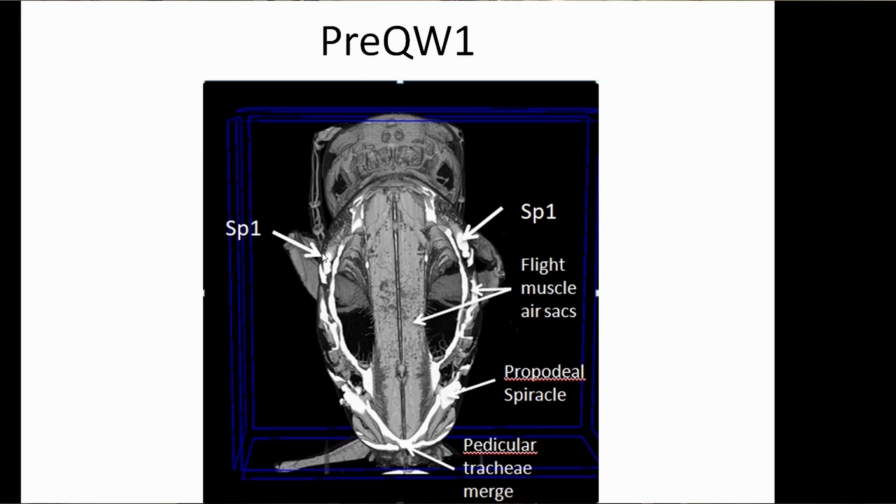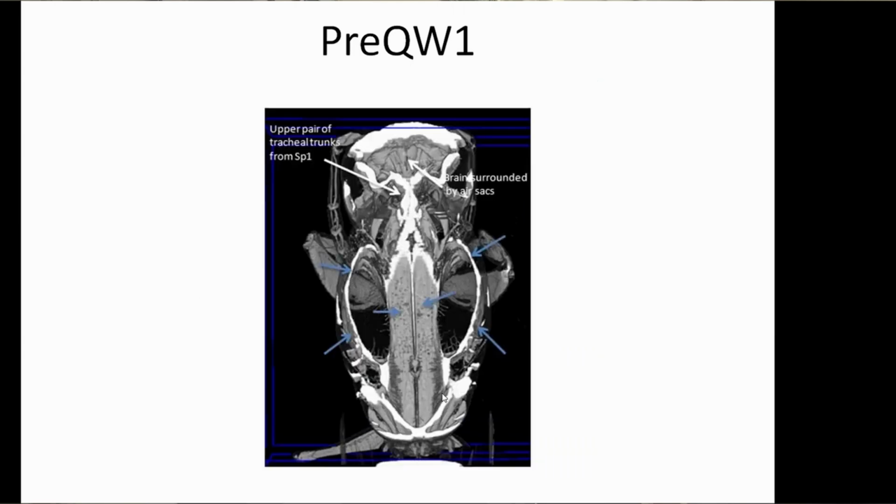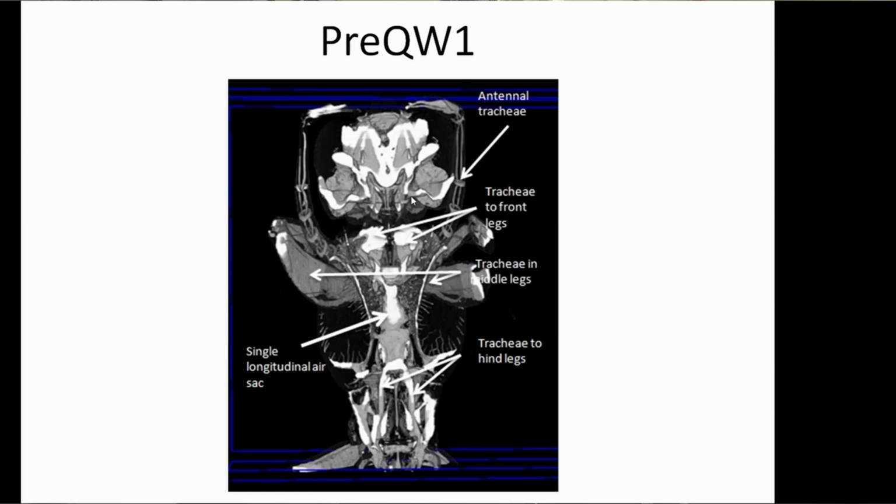So there it is, spiracle 1, and as we cut down a bit further we will see the tracheal air supply to the head and brain. We're also incidentally seeing the propodeal spiracle, which is the first abdominal. So here we're at the level of the upper two trunks going into the head. Here we're rather lower. I want you to see the tracheal vessels in the antennae.